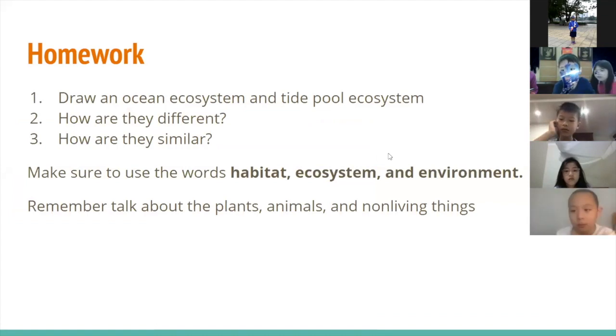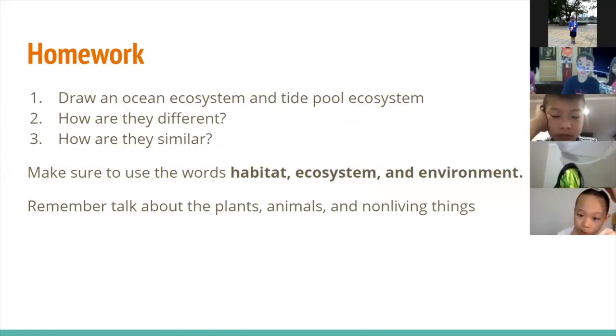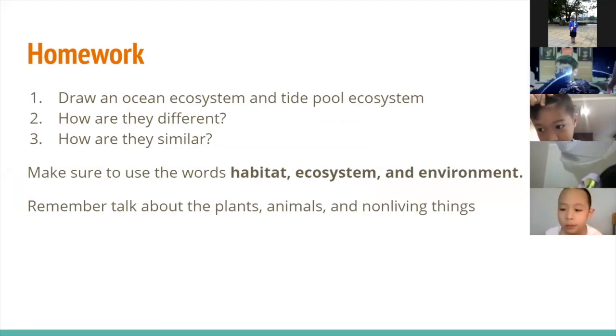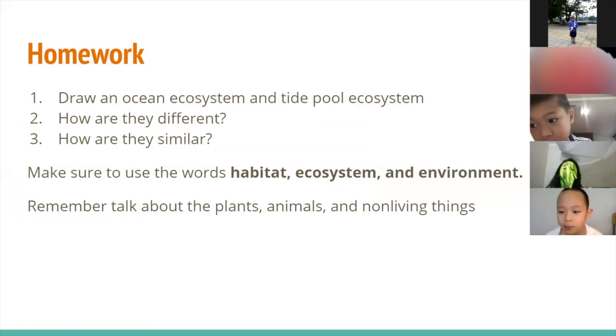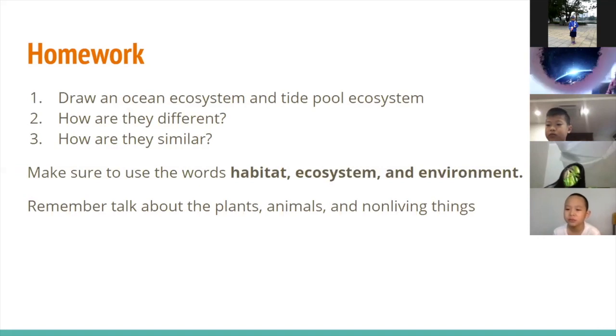And now, class is over, guys, but I'm going to go over your homework. I would like you guys to draw an ocean ecosystem and a tide pool ecosystem. I heard you guys are watching Finding Nemo. Okay, so I'd like you guys to take one piece of paper and just draw some things that make up an ocean ecosystem and some things that make up a tide pool system, okay? How are they different and how are they similar? And make sure to use your vocab words, okay?